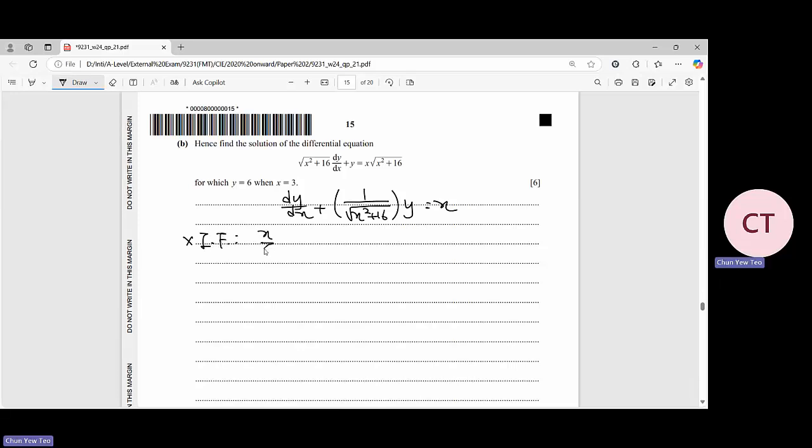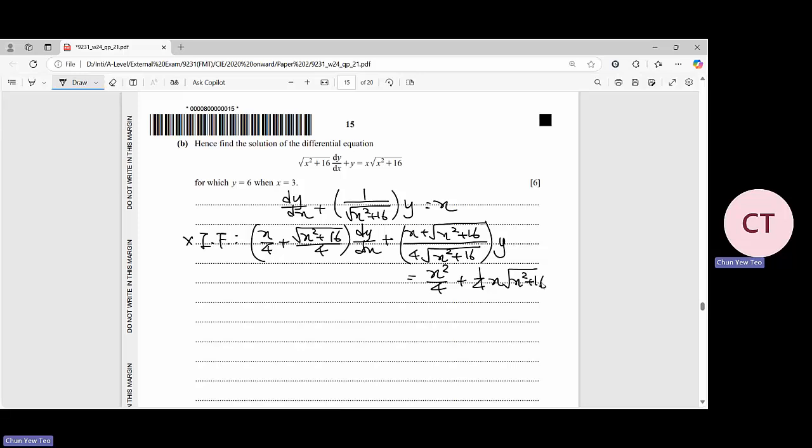I will get x over 4 plus the square root of x squared plus 16 over 4, multiplied by dy/dx, plus x plus the square root of x squared plus 16 over 4 times the square root of x squared plus 16, multiplied by y, equals, not in our place, I will just write it here, equals x squared over 4 plus 1 over 4 times x times the square root of x squared plus 16.